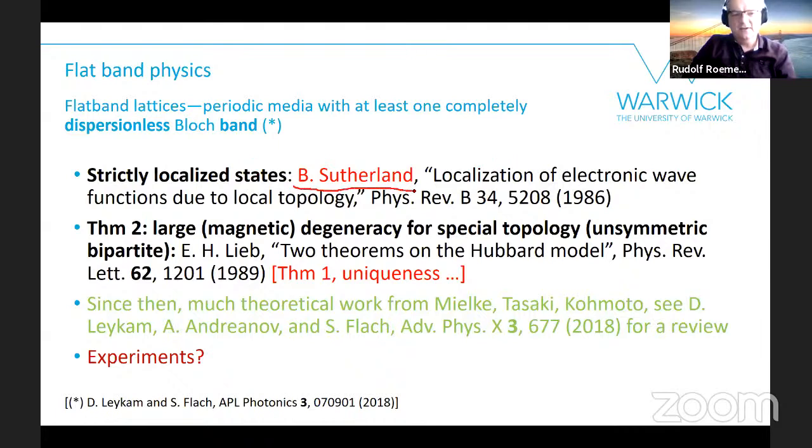Alexei already told you that I studied for a PhD with Bill Sutherland at the University of Utah at the time. And it is actually Bill Sutherland who in many ways invented the whole game of flat band physics. Namely, flat bands are, as I've written up here, periodic media with at least one completely dispersionless Bloch band. And that's what Bill Sutherland discovered when he looked at localization of electronic wave functions in special lattices.